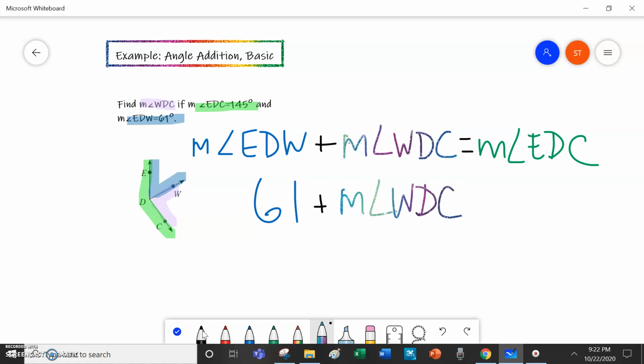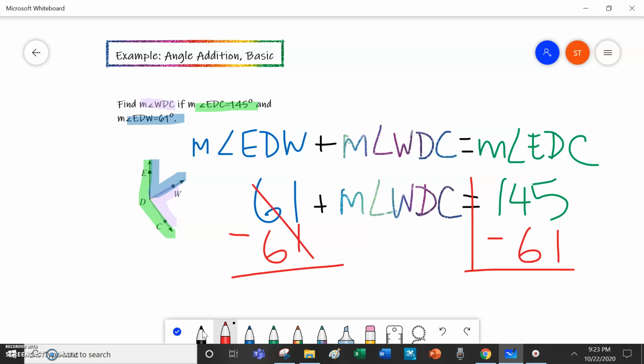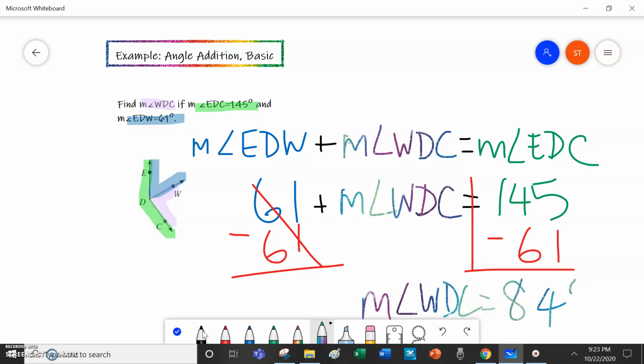But I do know that EDC was given as 145 degrees. So I will replace EDC with 145 degrees. And now I just need to solve for WDC as I would an algebraic equation by subtracting 61. That allows me to get the measure of angle WDC alone, aka solve for it. When I subtract 61 from 145, I will get 84. So now I know that the measure of angle WDC equals 84 degrees.